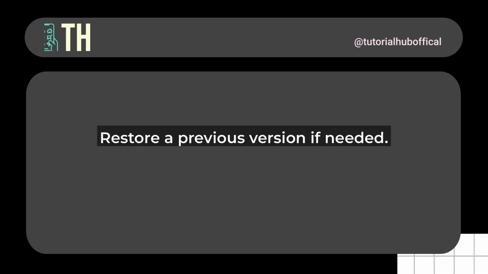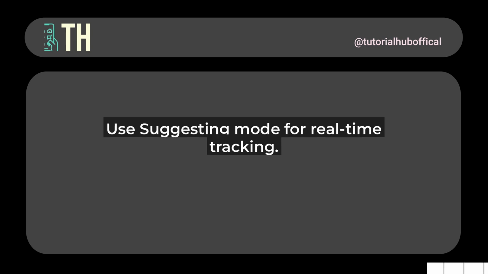One quick tip. If you're working on a sensitive document, enable Suggesting Mode in the Tools menu to track changes in real time before they're finalized. This integrates seamlessly with version history. And remember, this works on both desktop and mobile apps, so you're covered no matter where you are.